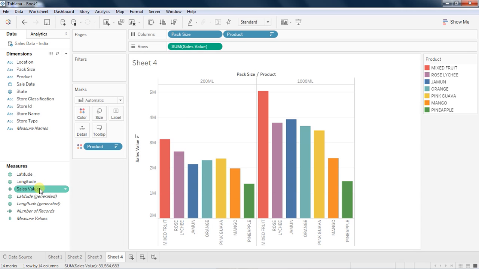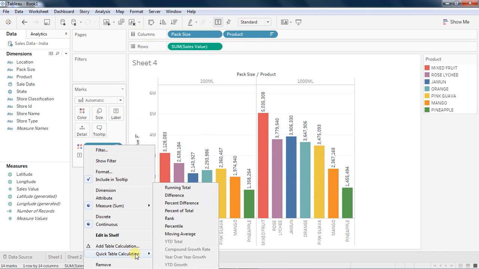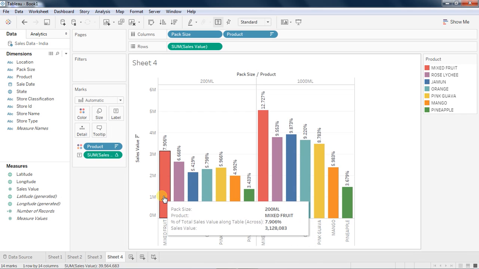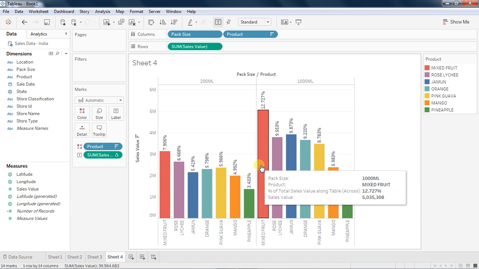Okay, and now I will show you something. If you just put levels, it is difficult to read. Now instead of that, if you change it to percent of total, it's very easy to read. So you can clearly understand that mixed fruit in the 200 ml segment is contributing only 7.9% of your entire sale, whereas in the 1000 ml segment it contributes 12.72%. So it is very important.